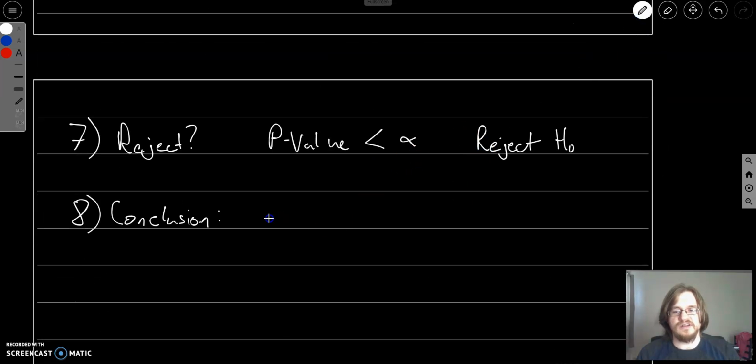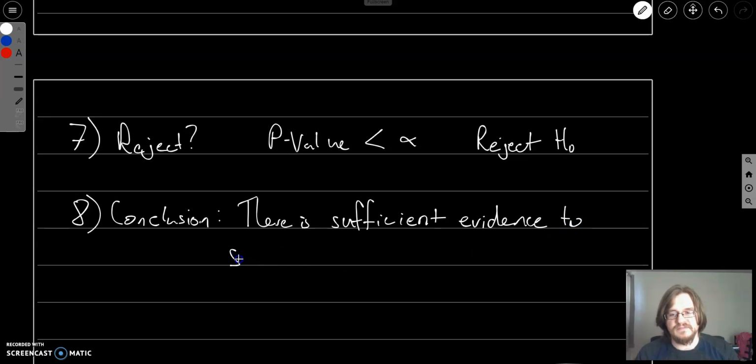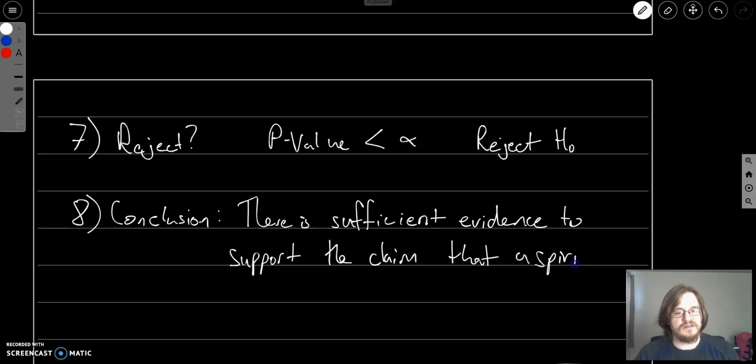So our conclusion: there is sufficient evidence to support the claim that aspirin reduces the risk of heart attack.